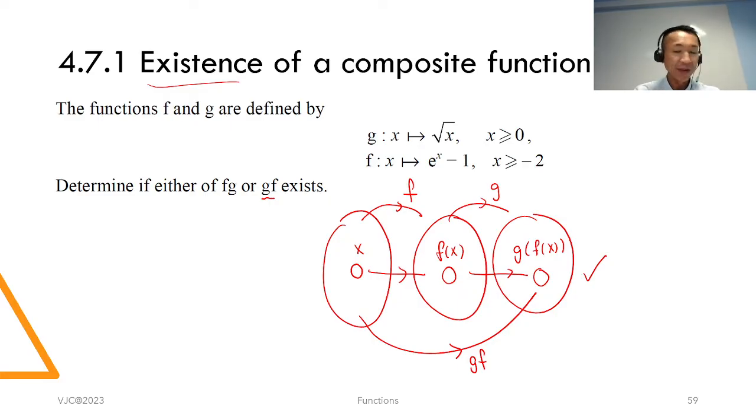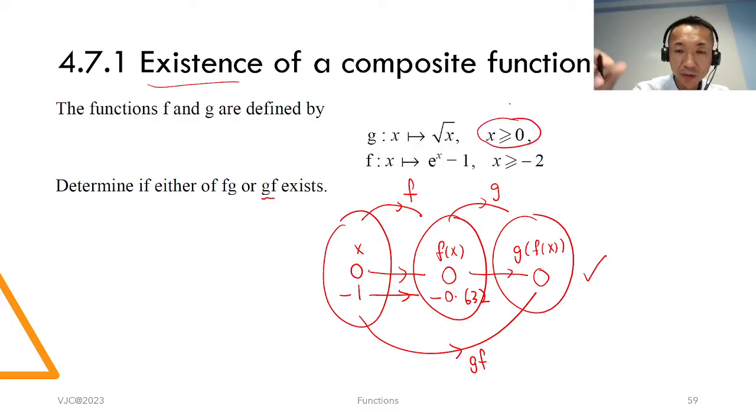Let's have another value and see what happens. What if I put -1 here? If I put in -1, you use your calculator, e^(-1) minus 1, you will get -0.632. Trust me when I say that. And with -0.632, we will face a problem. Why? Because if you look at the domain of G here, G cannot take in negative values. So here, there is no image, cannot.